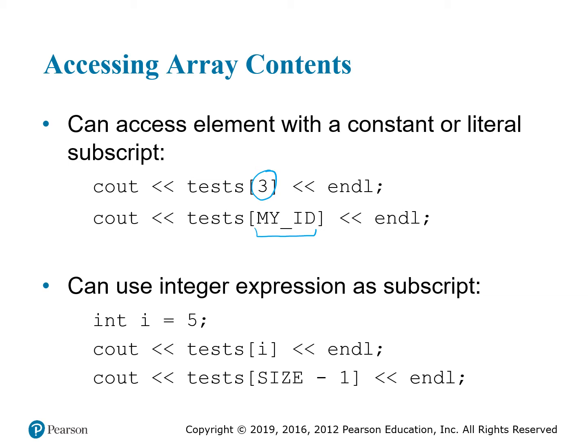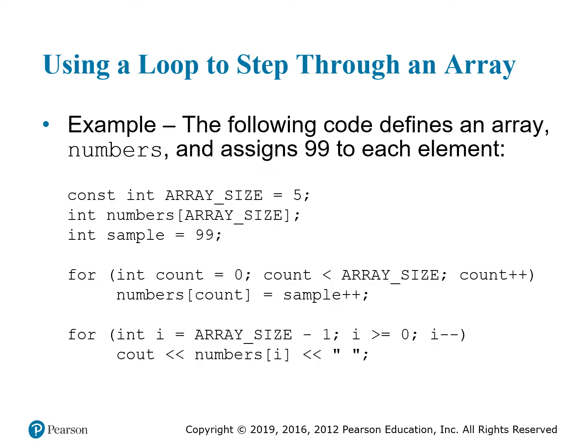You can also use variables and other integer expressions as subscripts. So if we define i as holding the value 5, then we can get tests[i], and assuming we have at least 6 values in our list of tests, then that works. We can also do an actual integer expression in the square brackets. You can type size minus 1, and that will get you the last element in the array. Okay.